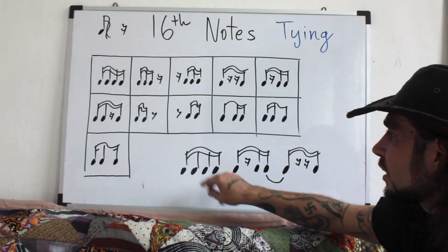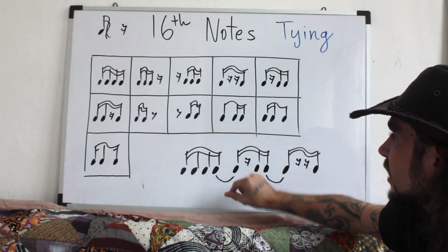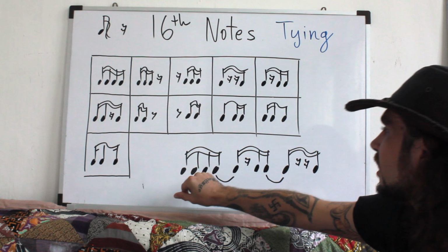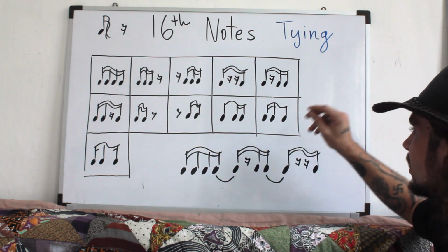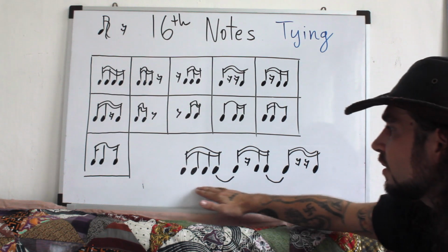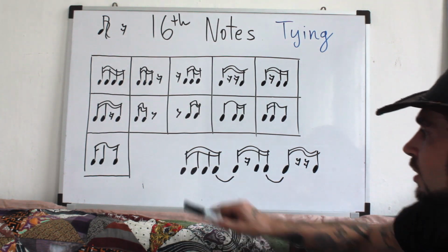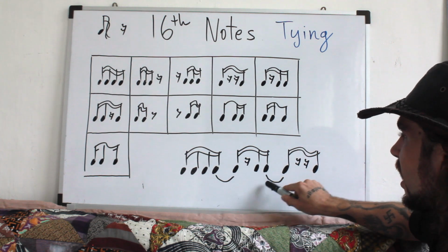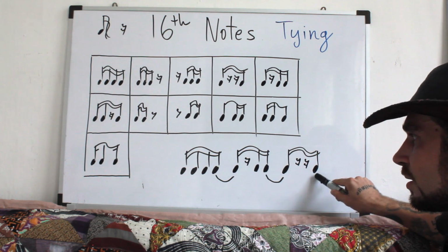So this would be like ta ta ta ta ta rest ta ta ta ta. So ta ta ta ta ta rest ta ta ta rest rest ta. Tied together, nice and slow. Ta ta ta ta rest ta ta rest rest ta.